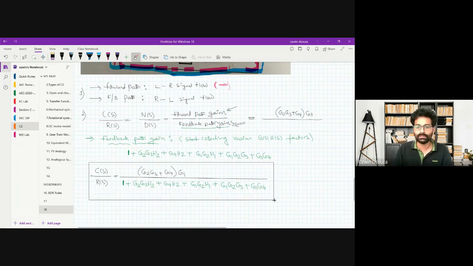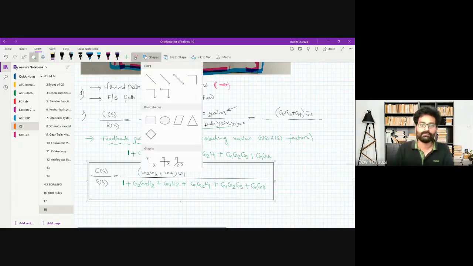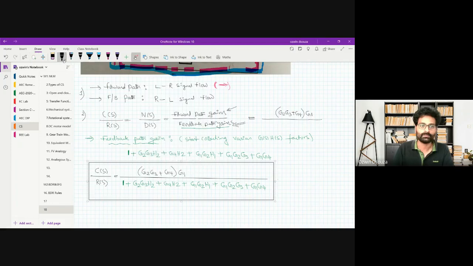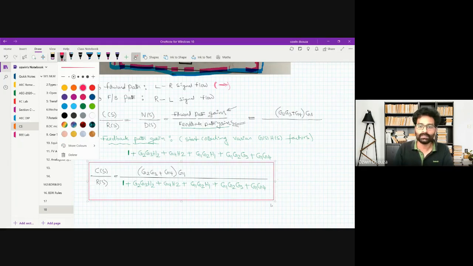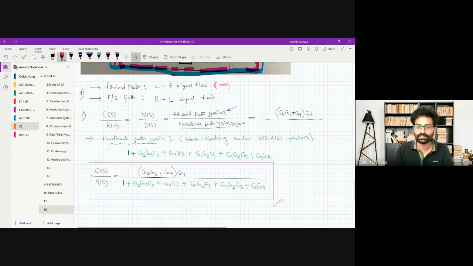I would request you to check this particular answer with the conventional method. Using the conventional method, we have already solved this particular problem. All right, so that's it for the day. You can try out this shortcut method with problems as well, and do share your feedback with me. Okay, thank you.